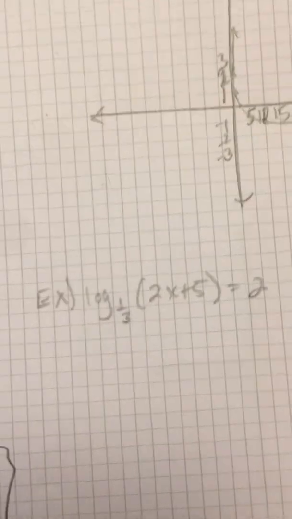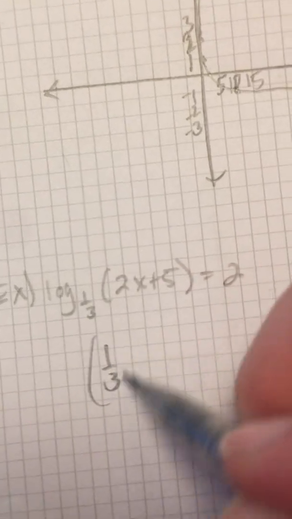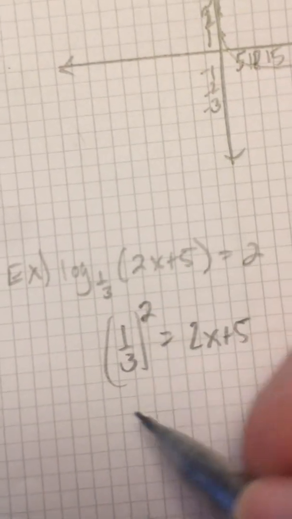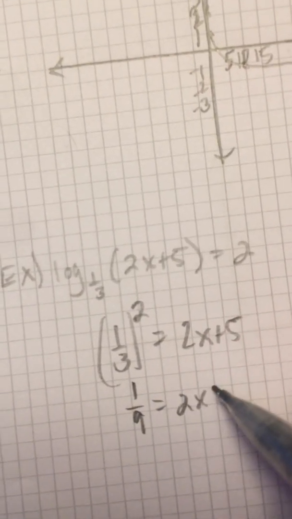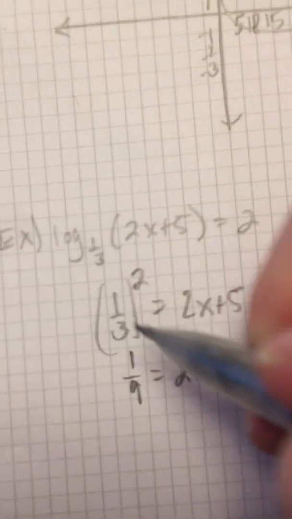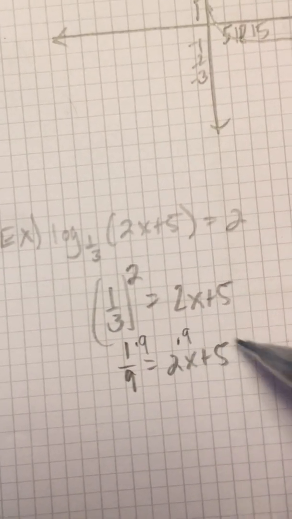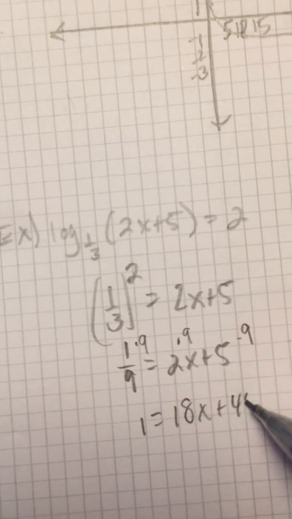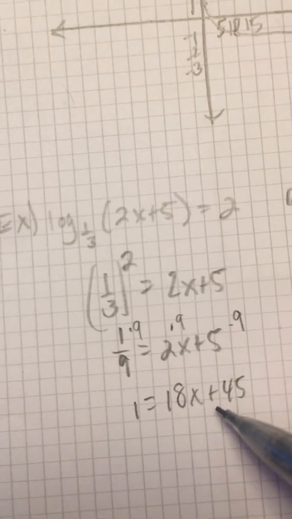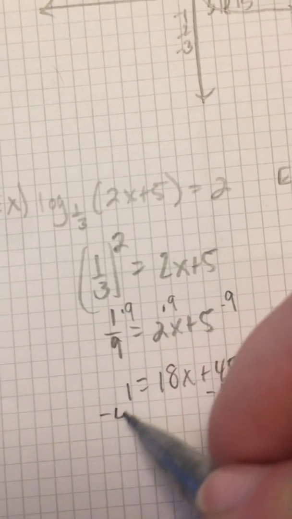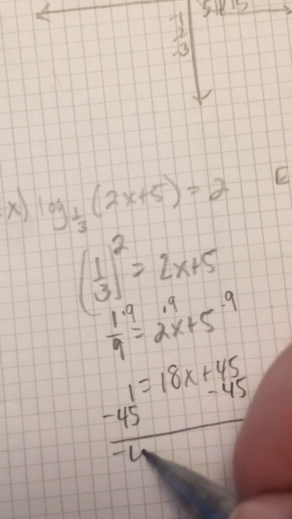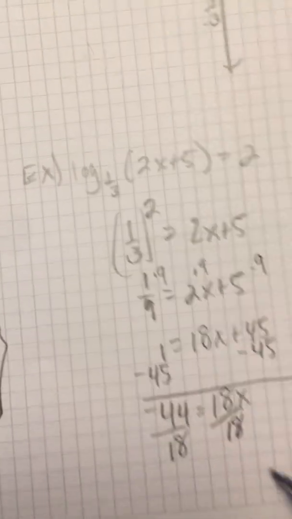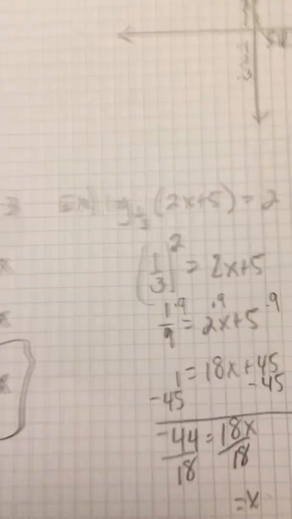And this one, I'm going to go ahead and switch forms. Base is 1/3, exponent is 2, equals the value of 2x plus 5. 1/3 squared is 1/9. And I'm just going to go ahead and clear my fraction by multiplying everything by 9. And I'm going to get 1 equals 18x plus 45. I'm going to subtract over the 45 and get negative 44 equals 18x. Divide the 18, divide the 18, and then I will reduce that fraction.